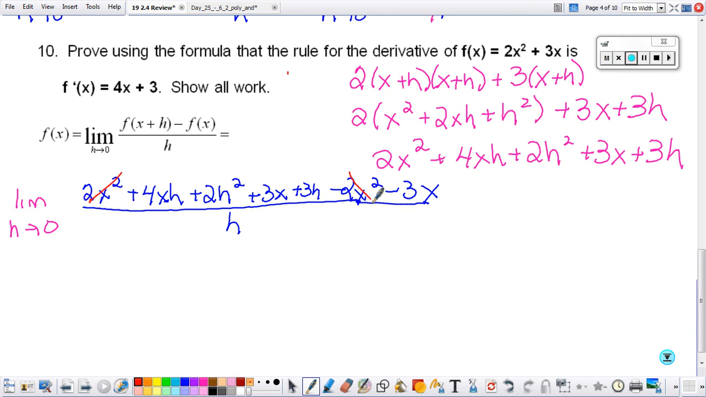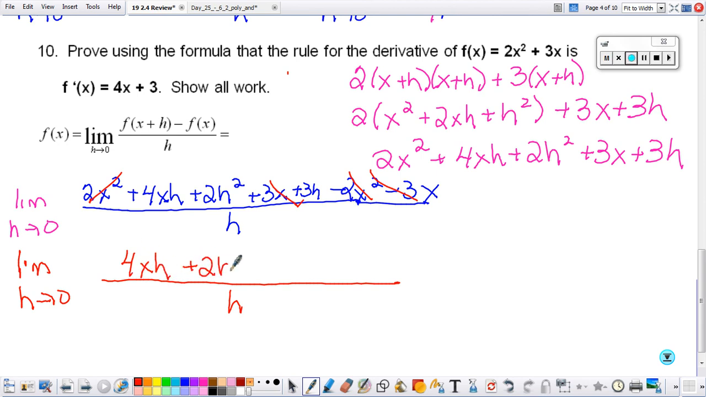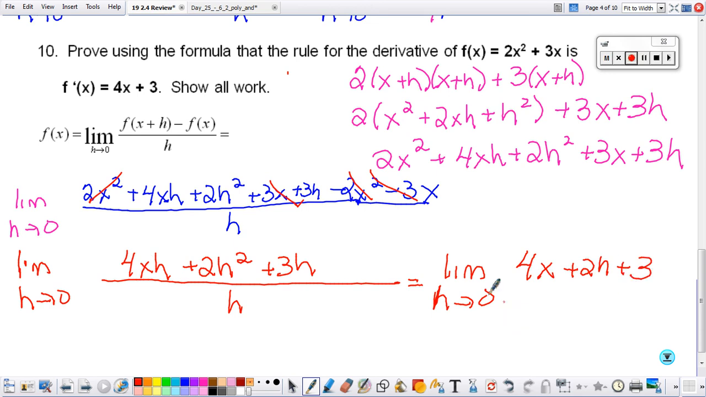2x squared minus 2x squared, 3x minus 3x. We're left with 4xh plus 2h squared plus 3h. So if we divide each term by h, we're going to be left with 4x plus 2h plus 3. Now I can plug in the 0, and we get our 4x plus 3.